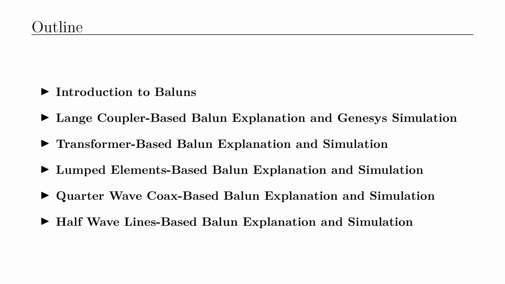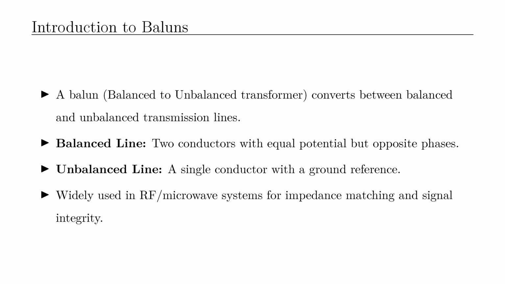Let's dive in. A balun, or balanced-to-unbalanced transformer, is used to convert signals between balanced and unbalanced transmission lines. A balanced line has two conductors with equal potential but opposite phases. An unbalanced line has a single conductor with a ground reference. Baluns are commonly used in RF and microwave systems for impedance matching and maintaining signal integrity.